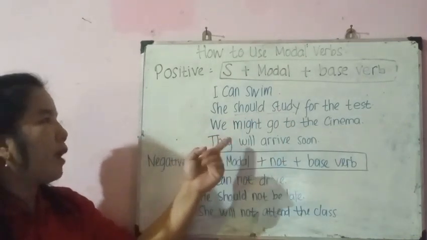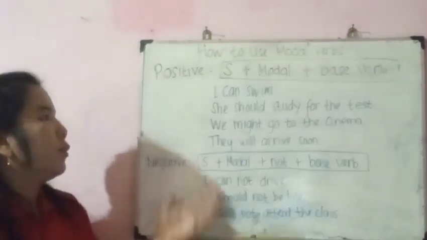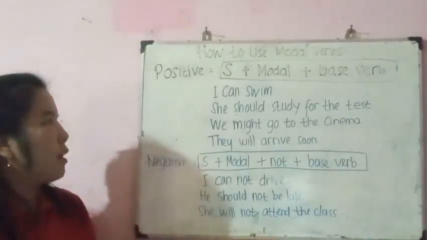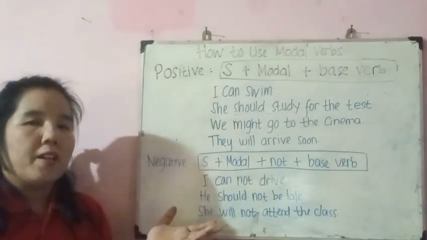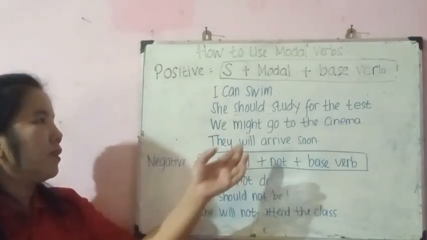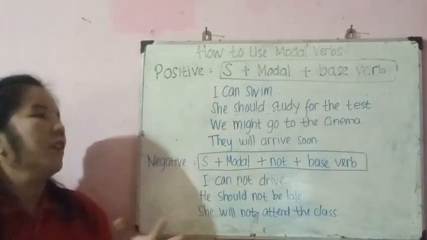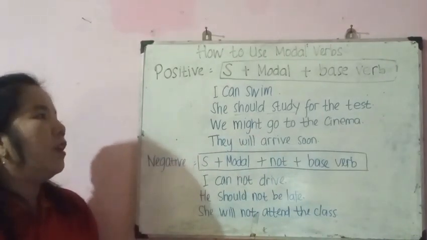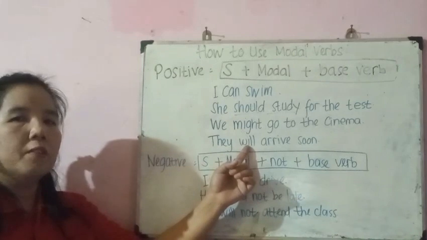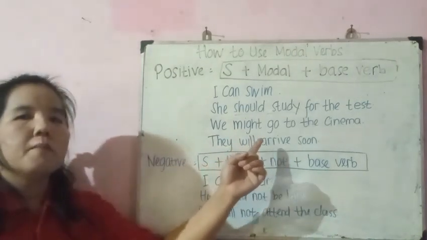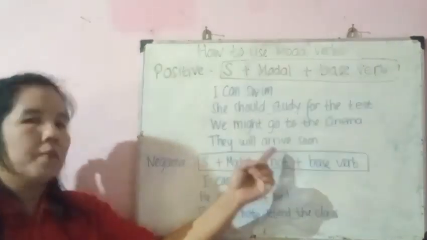Next, we might go to the cinema. We use might as a modal verb and after that, the base verb of the main verb, that is go. And next example, they will arrive soon. We use the modal will and then the base verb of the main verb, arrive.